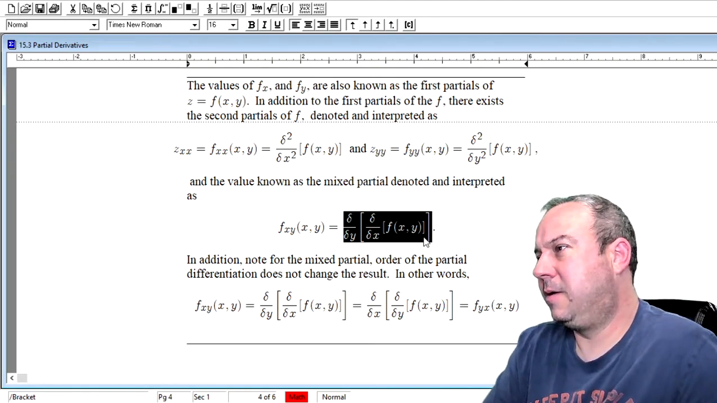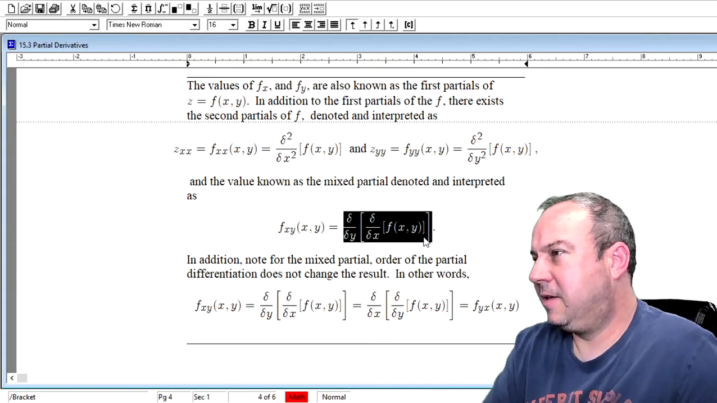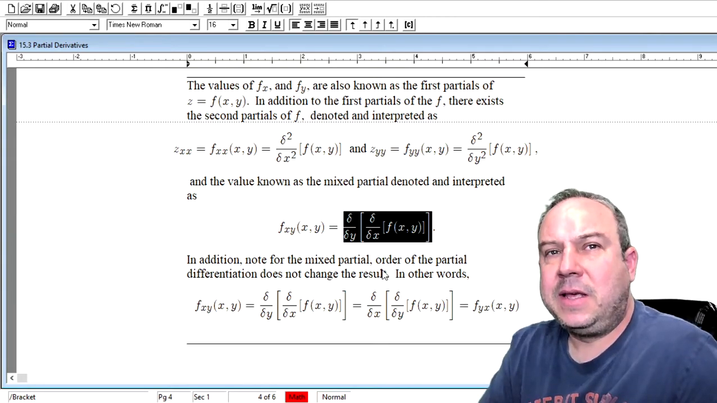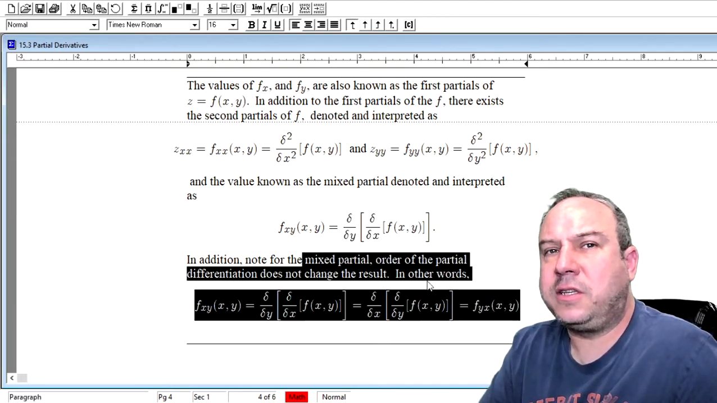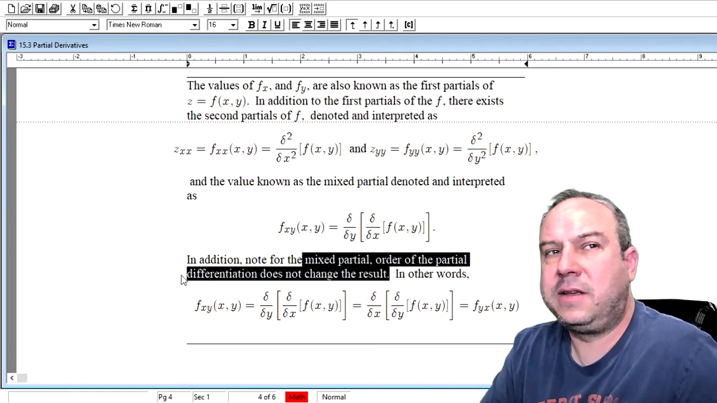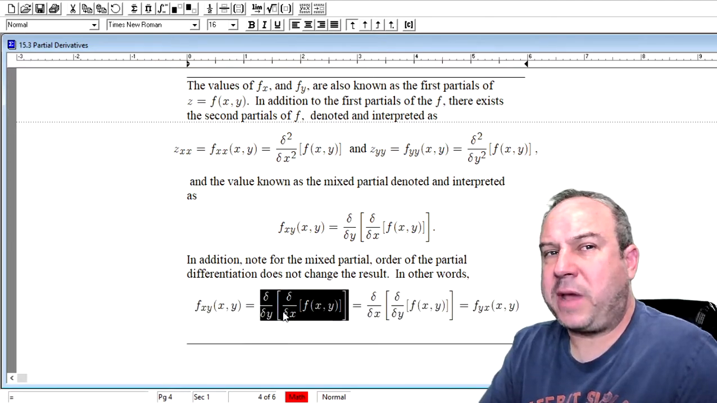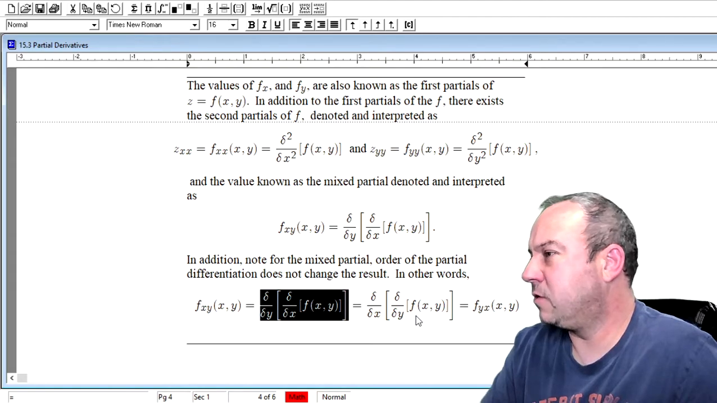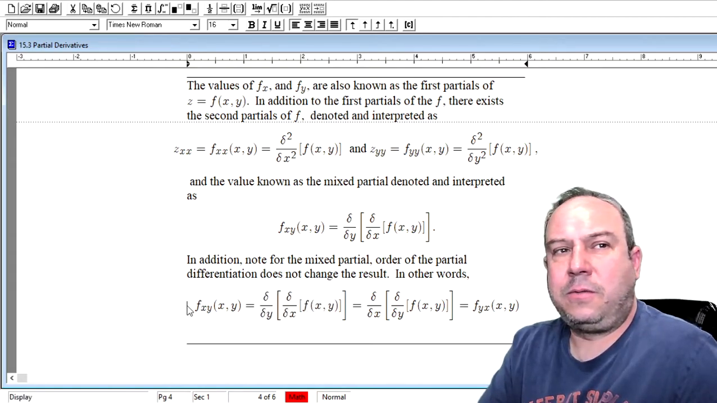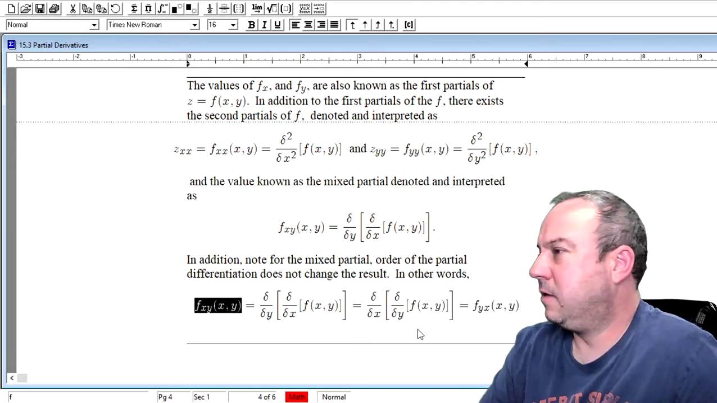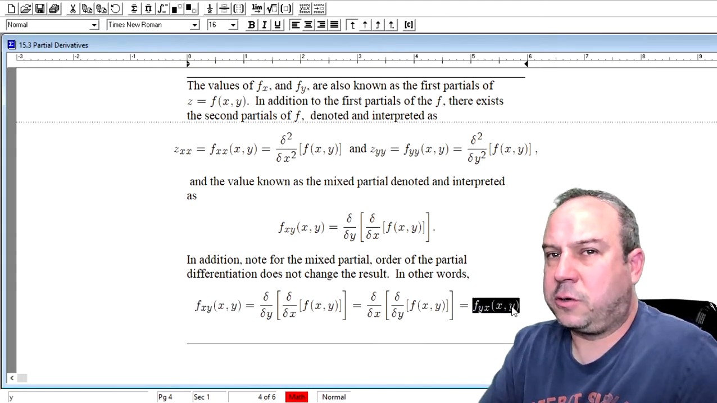Technically. But one thing we do point out is that mixed partials, regardless of order, are always equivalent. Right? Note, for the mixed partial, order of the partial differentiation does not change the result. Notice, the partial with respect to x first and then y is the same thing as taking the partial of y first and then x. So the mixed partial written this way is really equivalent to the mixed partial written this way.